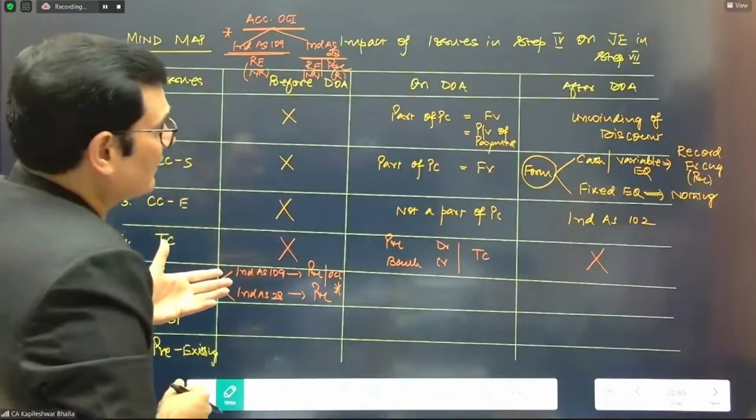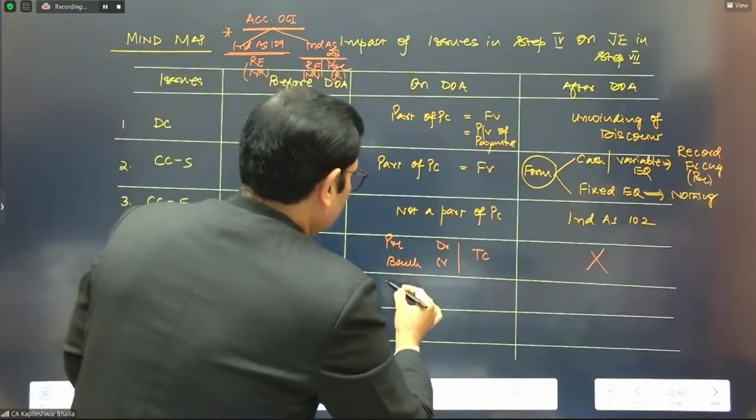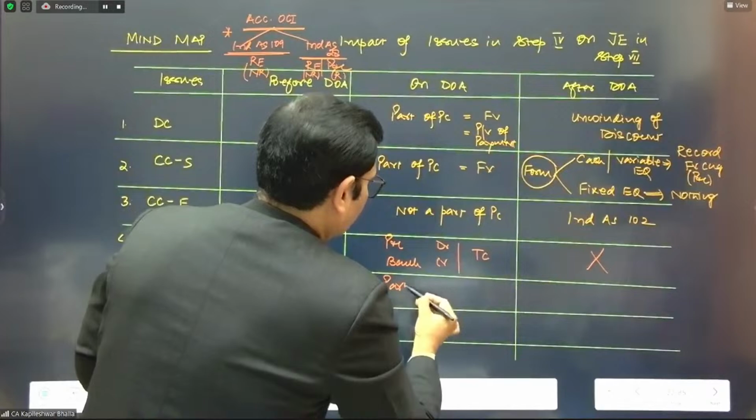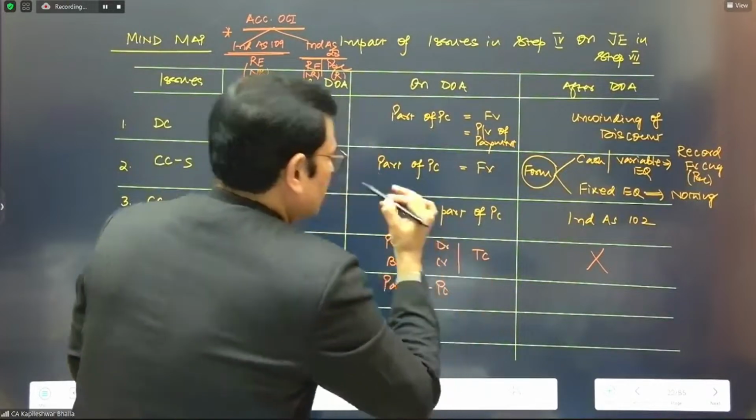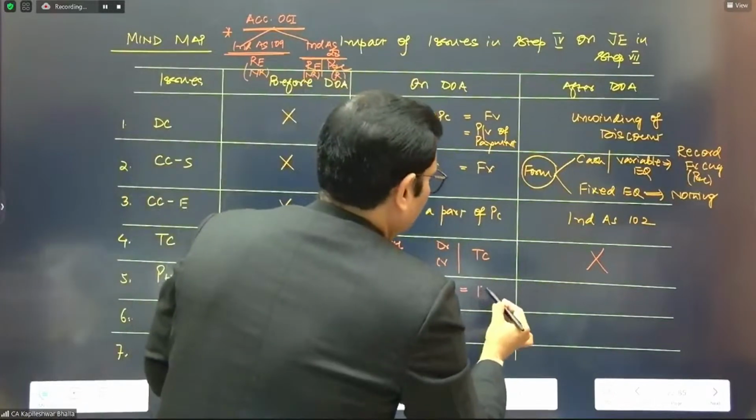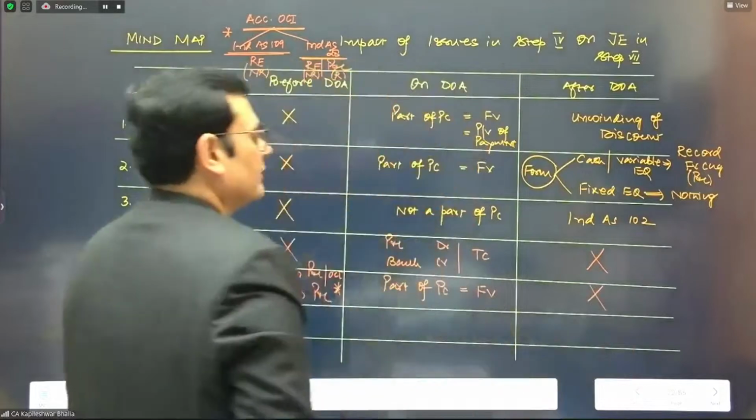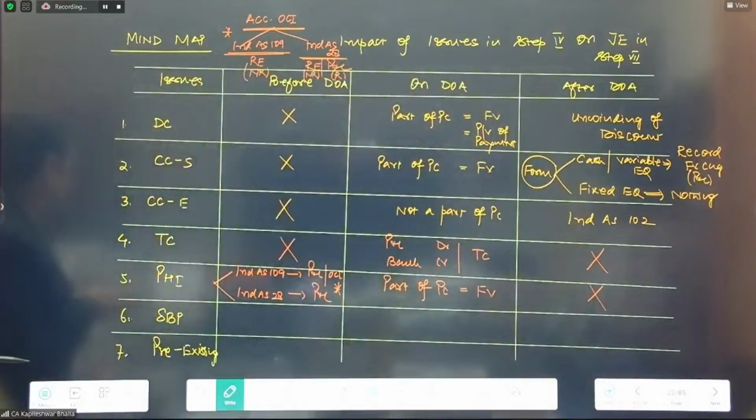Okay, is there anything to be done on the date of acquisition? Well, the PHI is a part of PC. The previously held interest is a part of PC at a fair value. Then nothing is to be done subsequently.